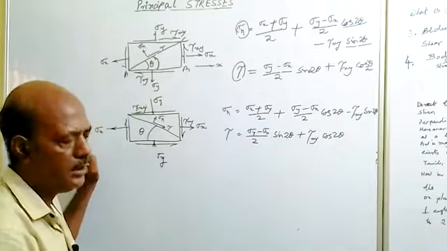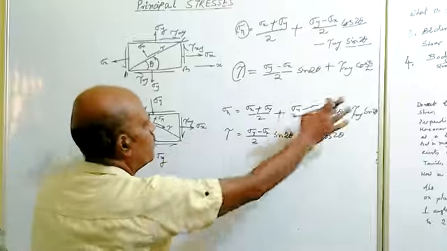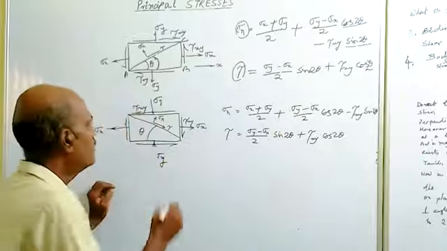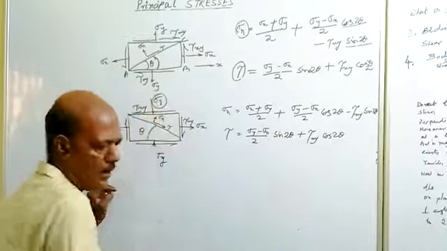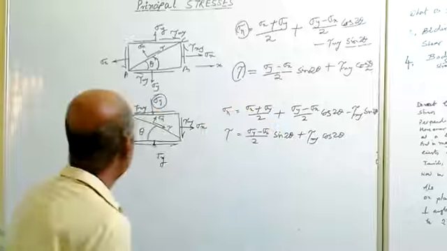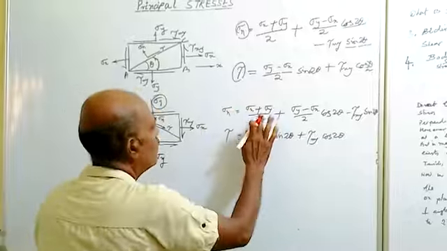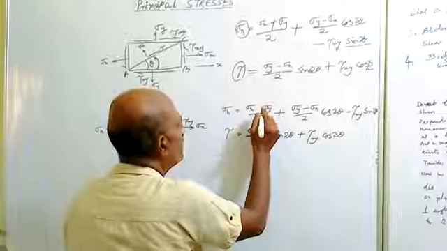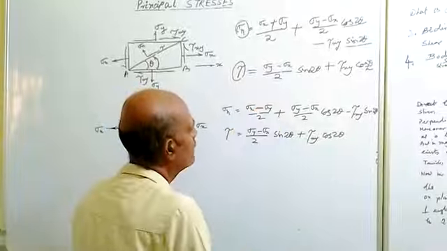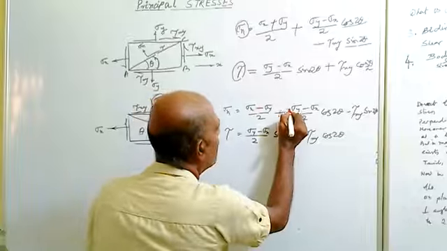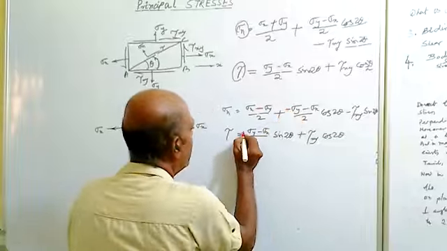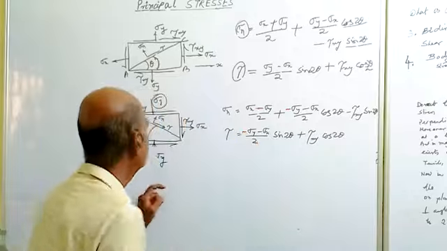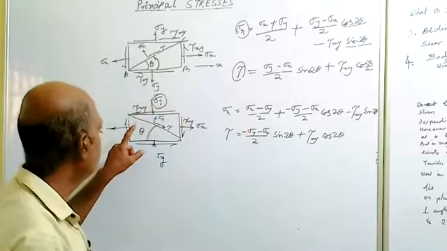Now one by one we will change. Sigma x is positive, so no change. Sigma y is negative here. So when sigma y is negative, instead of positive we will write a negative sign. Similarly, a negative sign will come here, and here also it will be a negative sign. So one amendment is done.